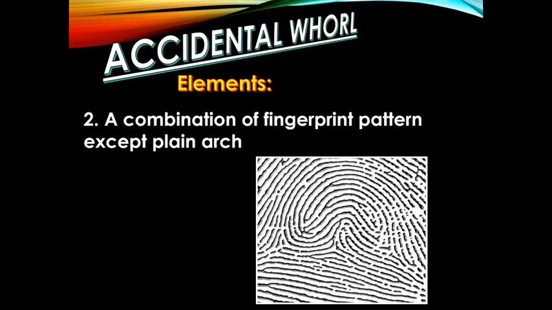So the second element, or the last element, of the accidental whorl is that there must be a combination of fingerprint patterns, except, take note of this exemption, except the plain arch. So in this example, you can see there we have the first loop, the first fingerprint pattern. The second fingerprint pattern is also a loop. And the last fingerprint pattern is again a loop. So this combination of 3 loop patterns is considered accidental whorl.